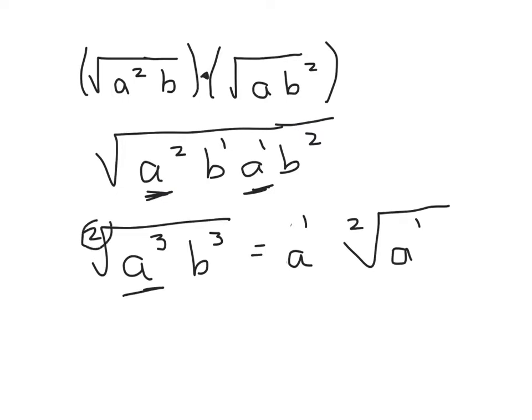Let's repeat the process with the 3, with the b. 2 will go into 3 one time, so bring out a b to the 1. But the remainder is 1, so you leave a b underneath. So your answer is ab times the square root of ab. And that would be answer D.